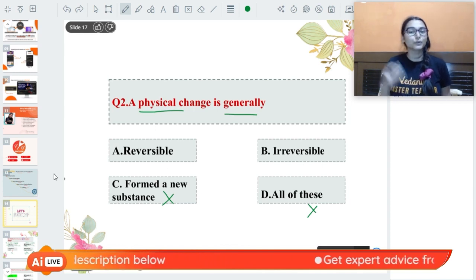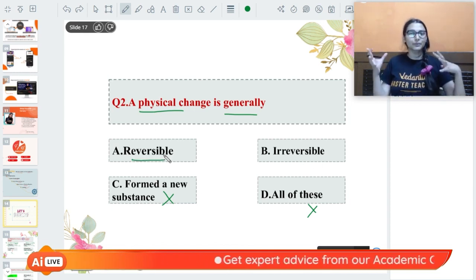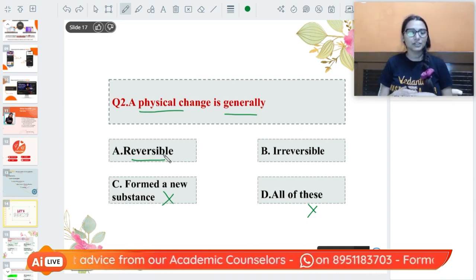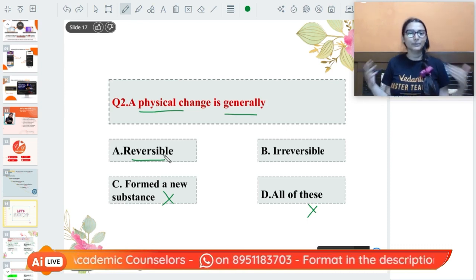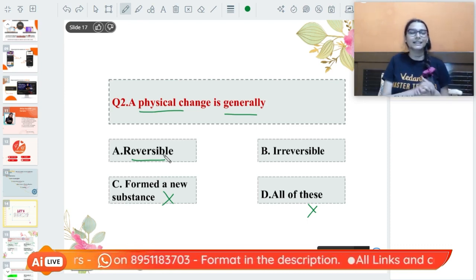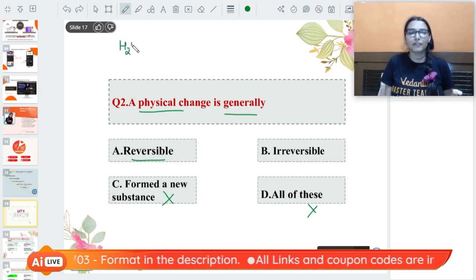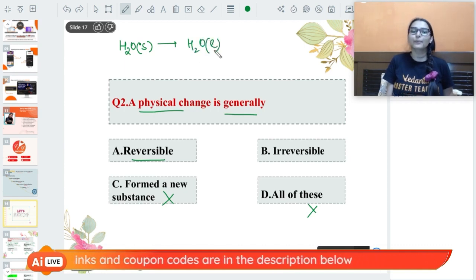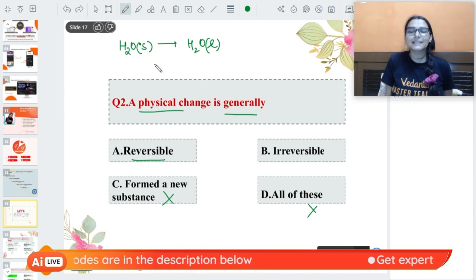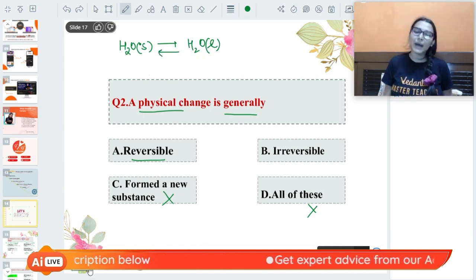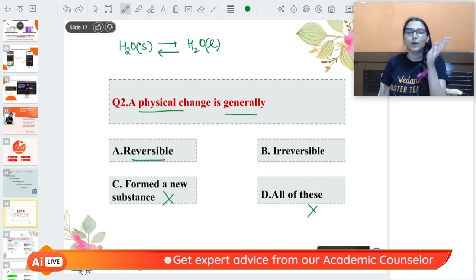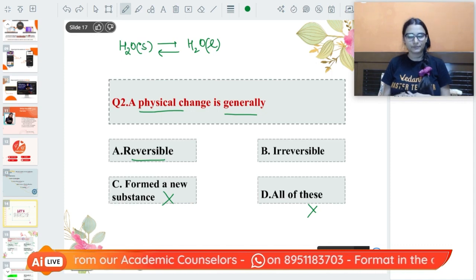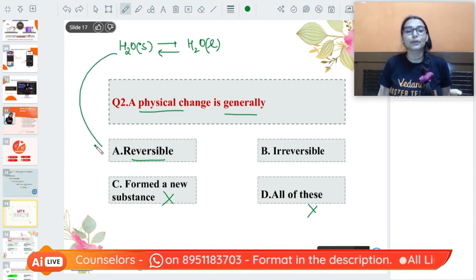Now coming to reversible and irreversible. Beta, reversible means something that can be reversed back. A physical change is generally reversible in nature. Reversible means it can be turned back. Like let's say we have melting of ice. Ice from the solid state is converted to liquid state. Now if you freeze this liquid water, you can get the ice back. I can convert ice into water, and I can convert water back into ice. So that means they are reversible in nature.